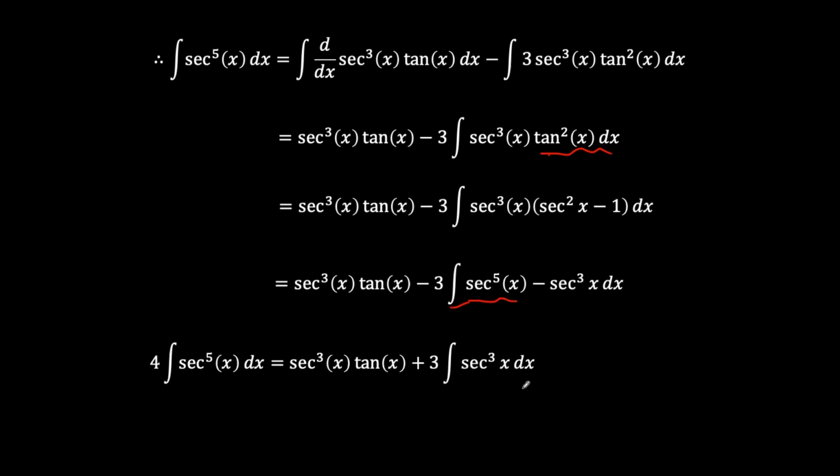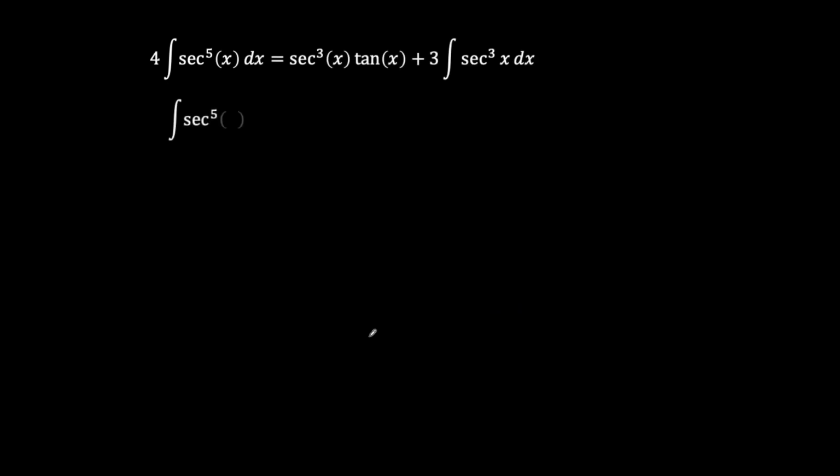Okay, we're progressing. Then the next stage is obviously we can divide both sides by 4 so that we remove that constant on the left-hand side. And so we have the integral of sec to the power 5x being equal to a quarter sec cube x times tan x plus 3 over 4 the integral of sec cube x.